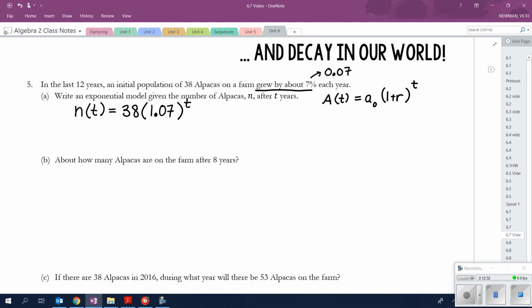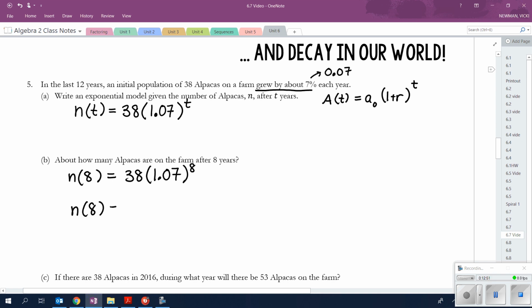Now it asks, how many alpacas are on the farm after 8 years? What do you do with the 8? Plug it in for t. So n of 8 is equal to 38 times 1.07 to the 8. And since we're talking about alpacas, Josh is going to tell us how many whole alpacas we have, not partial alpacas, right?